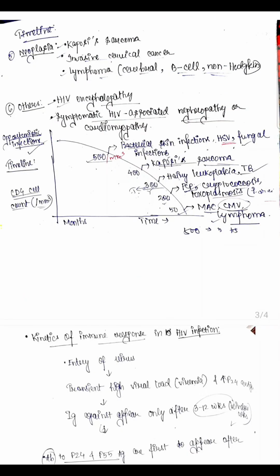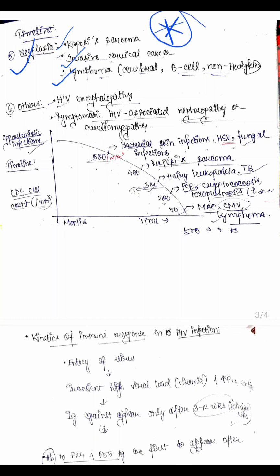Next we see certain types of neoplasias as well. What kind of neoplasias do we see? We see Kaposi's sarcoma, we see invasive cervical cancer, we see lymphoma, and none of this is caused by environmental or chemical stresses. Rather it is caused by the microbes affecting the HIV infected patients. So the most important out of this is Kaposi's sarcoma.